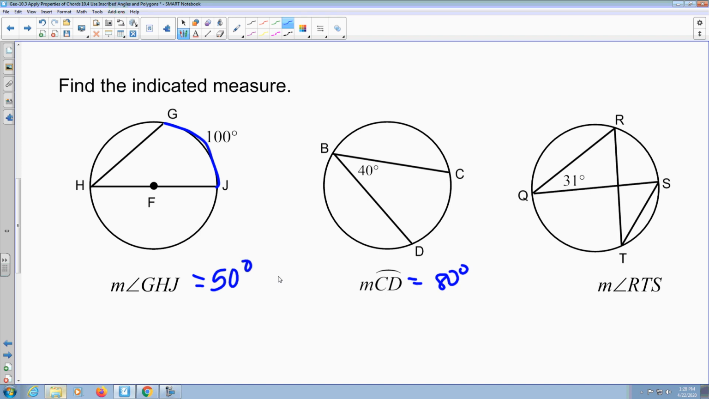Over here, they want you to find RTS. Well, RQS and RTS are, in fact, intercepted at the same arc. So because of that theorem 10.8, we can also say that this angle is also 31 degrees.